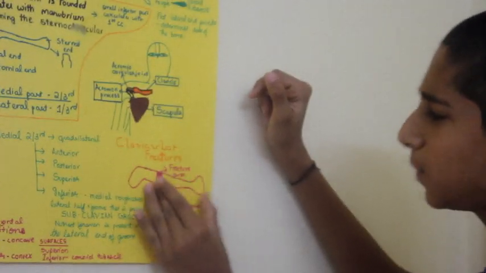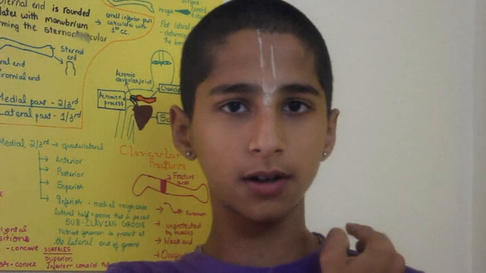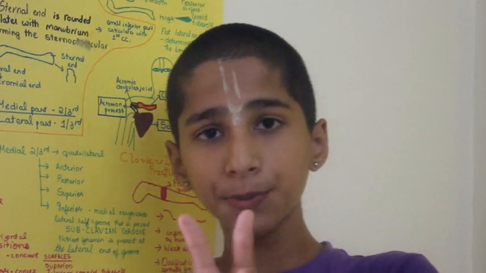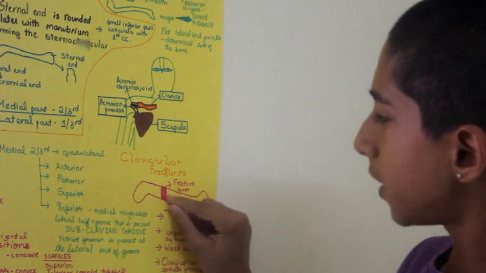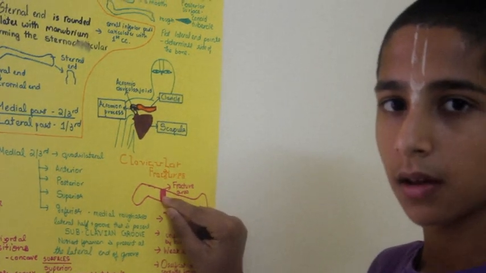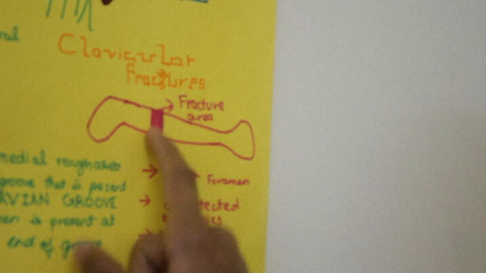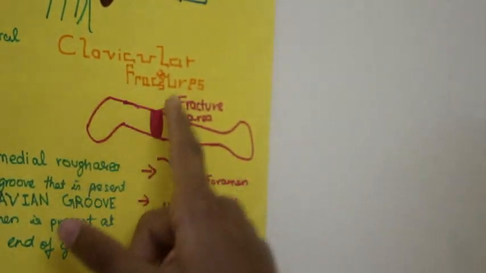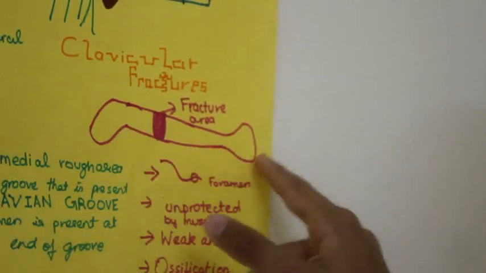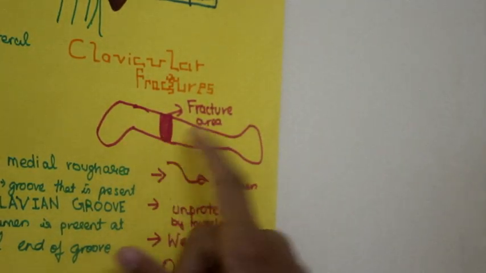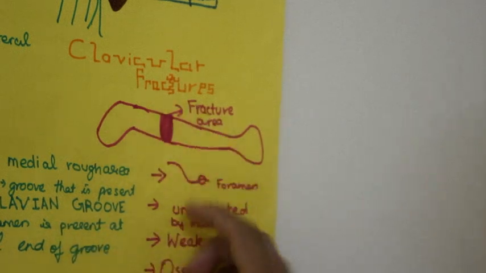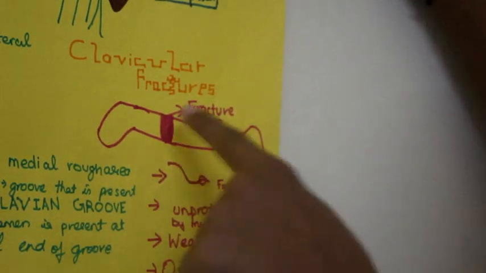And why does this place get fractured the most? It is not the center point, it is the connection between the lateral 1/3 and the medial 2/3. This area is 2/3, this area is 1/3. The point that is marked in pink, this is the lateral area extending out of our body. This is the medial area projecting into our body. This is the area which gets fractured most because it is pierced by the nutrient foramen here.